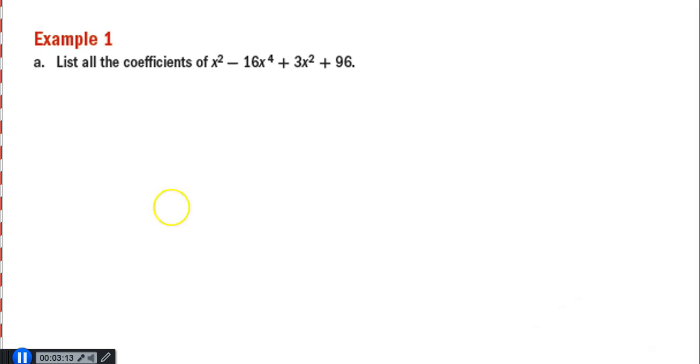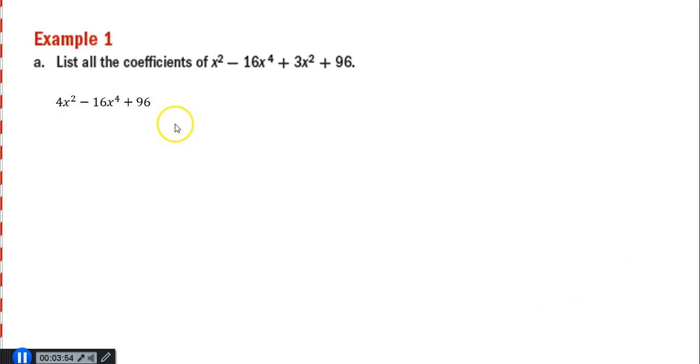So first example here: we have a polynomial. This is a polynomial here, and we can simplify it, and we're going to list all the coefficients once we do so. We're going to tackle a couple of the vocabulary words associated with polynomials through these efforts of listing these coefficients and simplifying this. So when I look at this, whether I know it's a polynomial or not, it is, but whether I know it or not, I see some like terms. I have an x squared and then a plus 3x squared. So what I can do is simplify this. That's what I'm going to do first. I'm just going to simplify this because I know I can do that. So that simplifies to 4x squared minus 16x to the 4th plus 96.